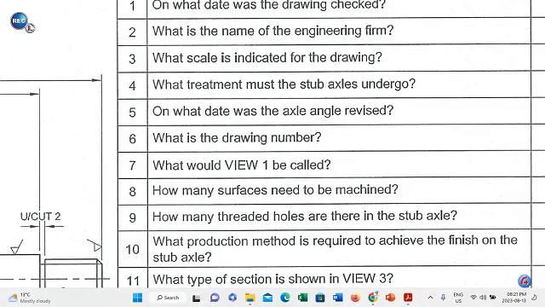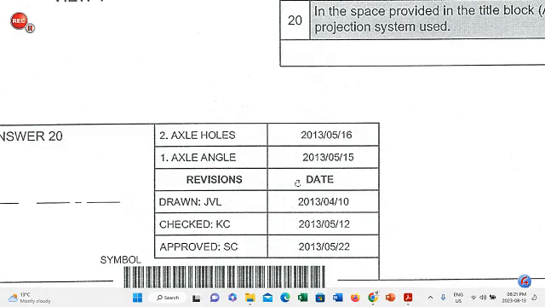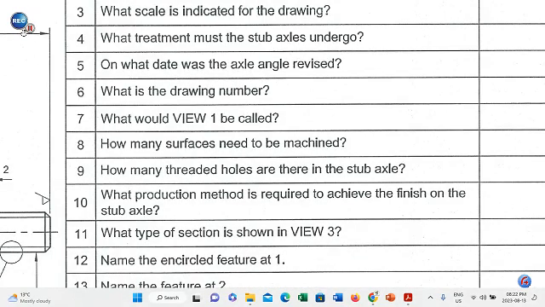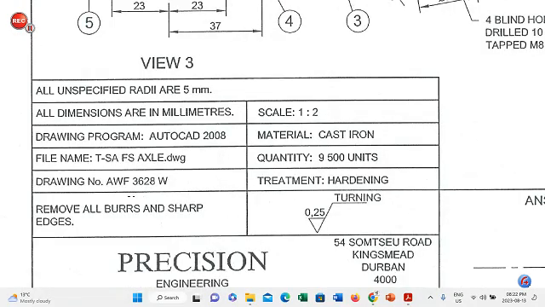Question number 5. On what date was the axle angle revised? If you go down to your revision table in your title block, you will find that these are the revisions, your angle, your holes in your axles, and that date was the 15th of the 5th, 2013, which was the date that it was revised. Number 6. What is the drawing number? You will find that drawing number in the title panel as AWF 3628W.